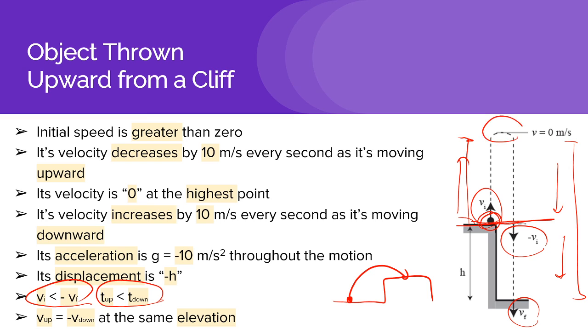And at the highest point, you again reach 0 meters per second. But what's your acceleration at this point? Throughout the motion, your acceleration is always the gravitational acceleration, which is negative 9.8 or negative 10 for simpler calculations. And v up is equal to v down at the same elevation, so we talked about that over here.